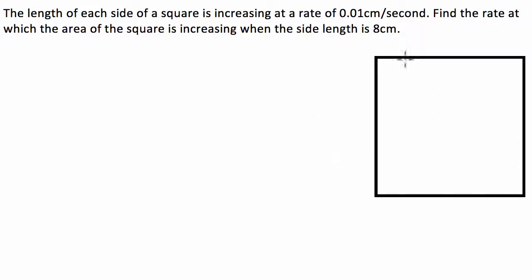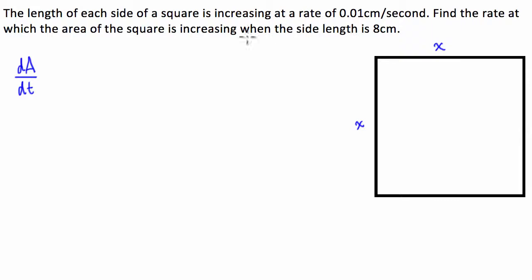So what I've done is I've drawn a square here for you guys, and we're going to denote each of these sides x. So this side here is going to be x, and because it's a square, this side here is also going to be equal to x. And we've got to find the rate at which the area of the square is increasing when the side length is 8 centimeters. Okay, so the rate at which the area of the square is increasing is going to be denoted dA, the change in area, with respect to the change in time.